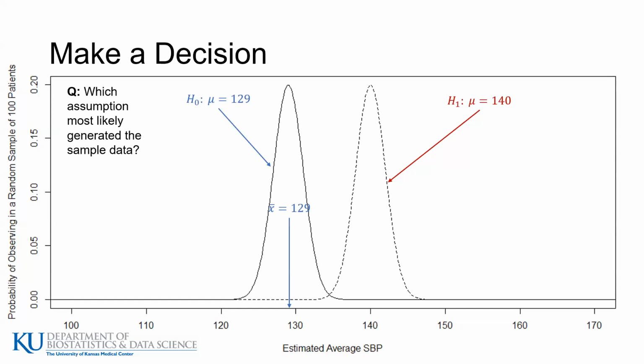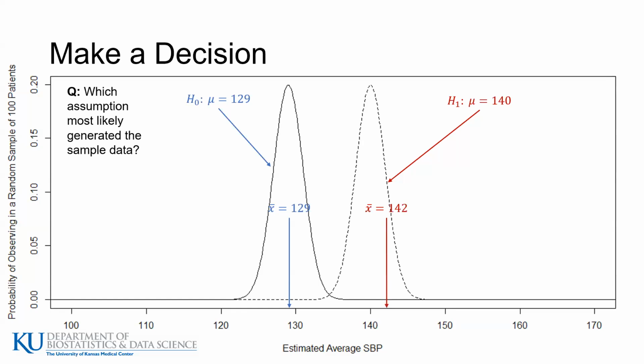So which distribution is a more reasonable explanation if we observe an average systolic blood pressure of 129? It's probably most likely from this sampling distribution from the null hypothesis.